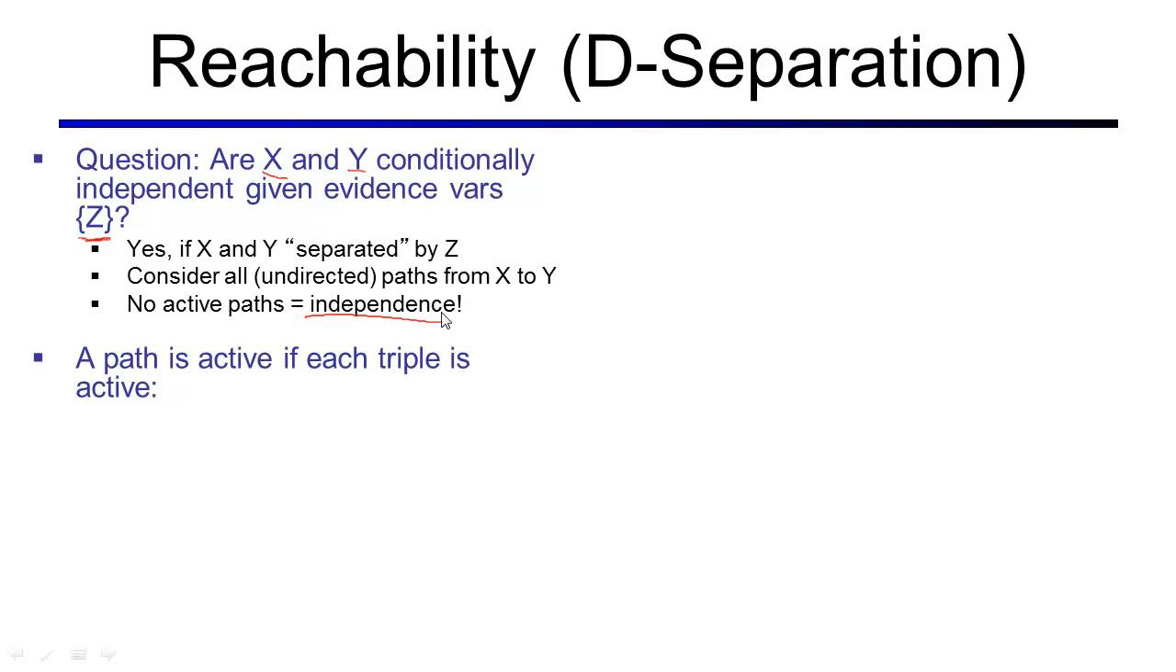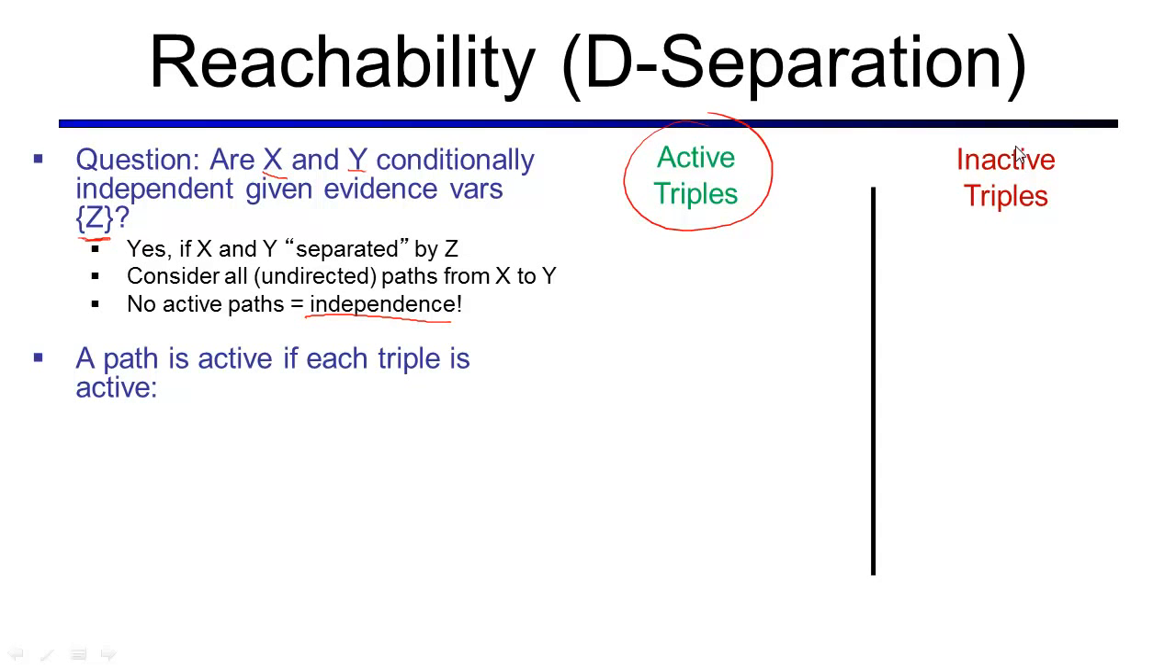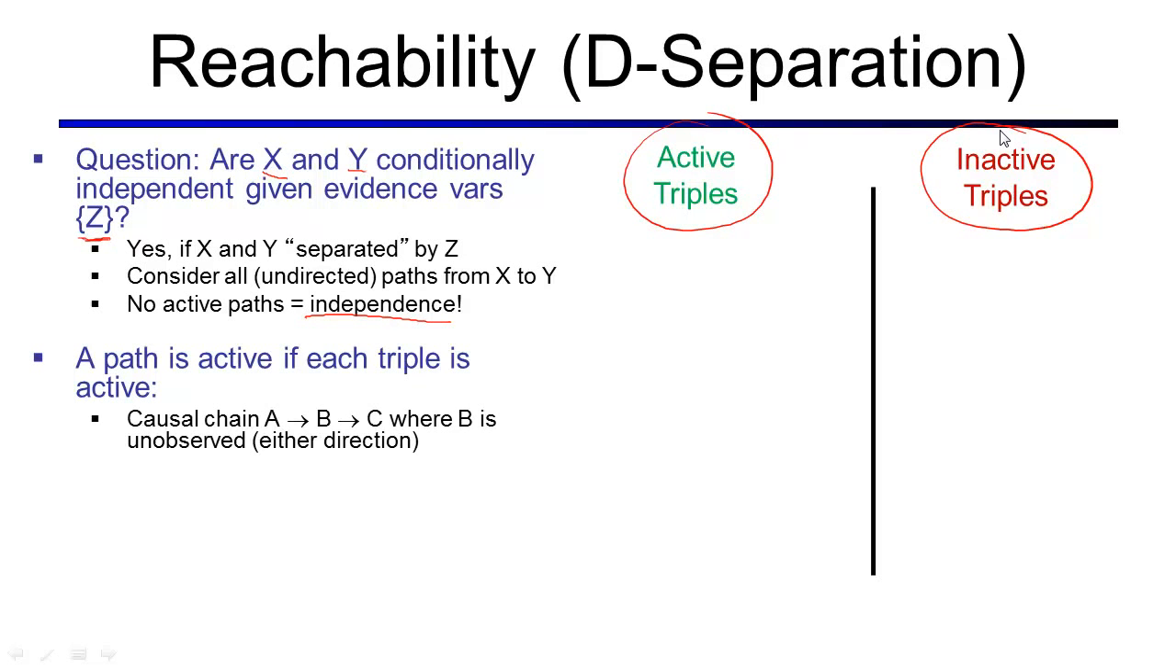Let's start categorizing triples then. There are active triples and inactive triples. The first triple we'll consider is the causal chain, where a random variable A is pointing to random variable B to random variable C in the base net. If B is unobserved, as we see on the left here, we have an active triple. If the middle node is observed in the causal chain, we have an inactive triple.